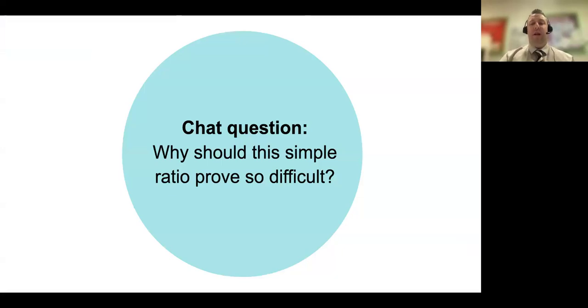Why can anybody into the chat box if you feel you want to? Does anybody have any ideas or suggestions? I don't have an answer to this question. It's just if we have any sort of suggestions.